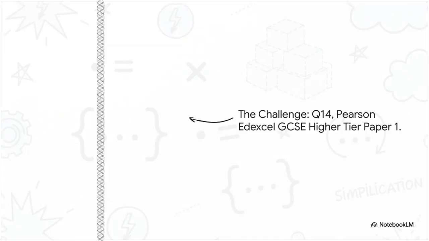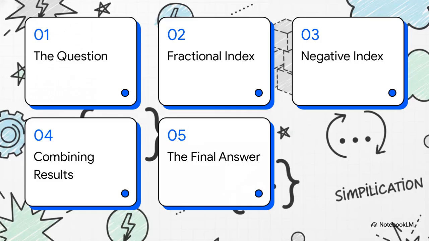Okay, so here it is. This is the exact question we're going to tackle today, straight from a recent Pearson Edexcel paper. It's asking us to work out the value of 27 to the power of 2/3 plus 1/2 to the power of -3. Now I know, it looks a little complicated at first glance, right? But trust me, by the time we're done, you'll see it's actually not so bad once you know how to break it down. So here's how we're going to do it. We'll look at the question, tackle that fractional index, then the negative index, combine our results, and boom, get to the final answer. Simple as that.